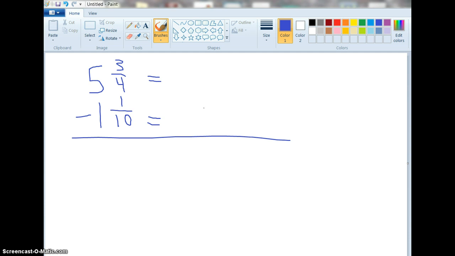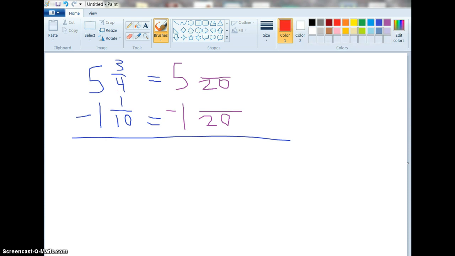The first step here with the traditional method is find the least common denominator. So for 4 and 10, that would be 20. So we have 20 for each common denominator. Next step, find each missing numerator.